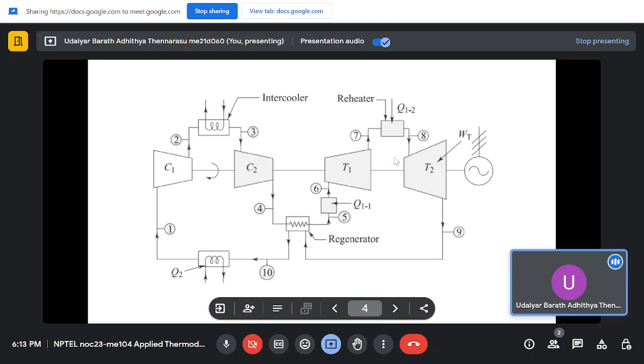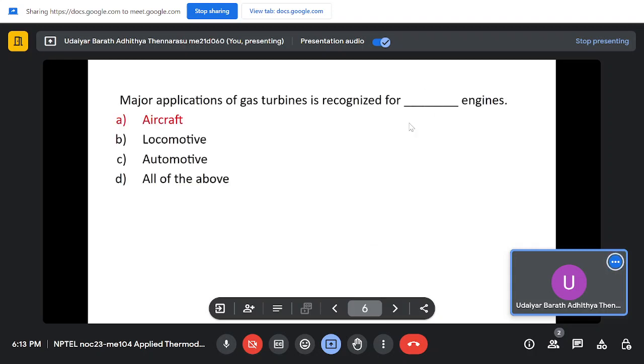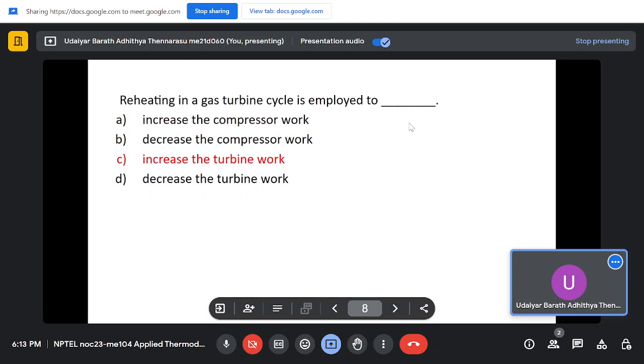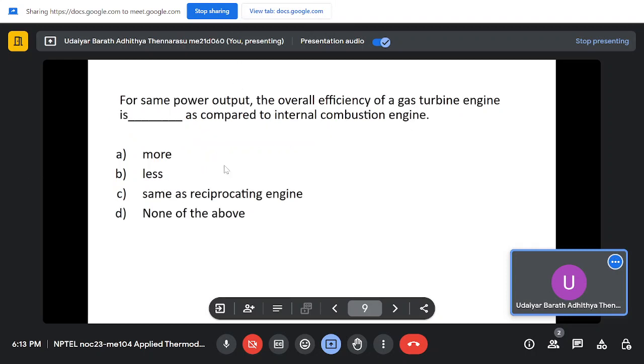So your net work output in this case with the reheater will increase. So reheating in a gas turbine cycle is employed to increase the turbine work.